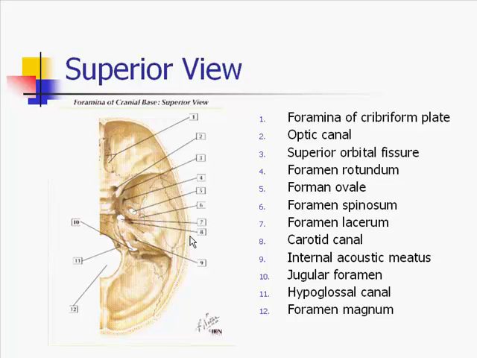Foramen spinosum is where the middle meningeal artery and vein and the meningeal branch of the mandibular nerve enter. The carotid canal, 8, is where the internal carotid artery and internal carotid nerve plexus enter. You should know foramen magnum, number 12, it's for the spine.